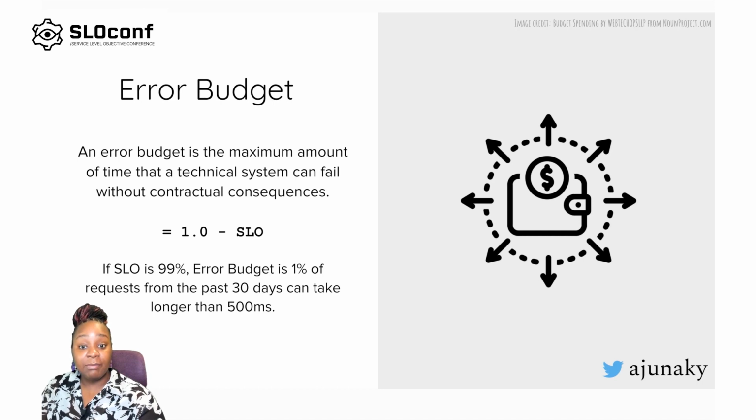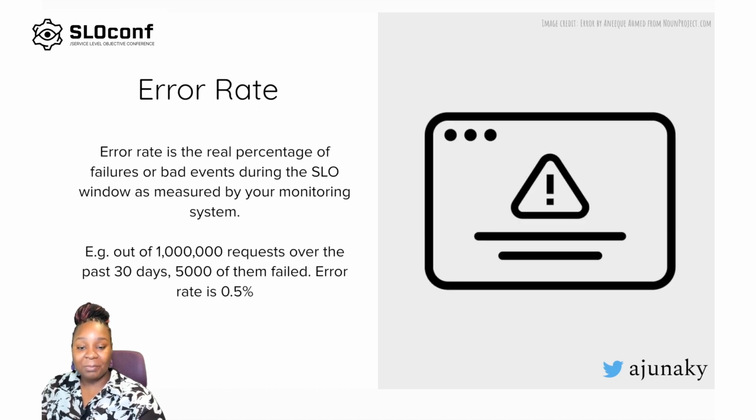An error budget is different from the error rate. The error rate is the ratio of bad behavior over total behavior in a current time period. This is the real percentage of failures or bad events, generally the behavior we don't want, during the SLO window, as measured by a neutral party, usually your monitoring system. So if we get 1 million requests over the past 30 days and 5,000 of them failed, your error rate is actually 0.5%. You can think of your error budget as being your maximum or your ideal error rate, if we want to consume our entire error budget, which generally we do.